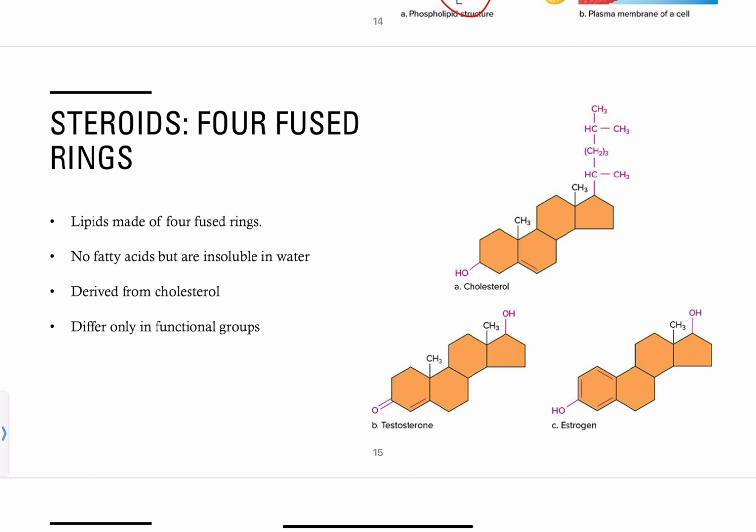The most well-known steroid is going to be cholesterol, and it's going to serve as a precursor for steroid hormones like testosterone and estrogen. It's also a precursor for vitamin D and bile salts, which are going to help digest fats. So steroids are going to differ from each other based on the functional groups attached to the ring structure. So small changes can actually lead to major differences in biological activity.